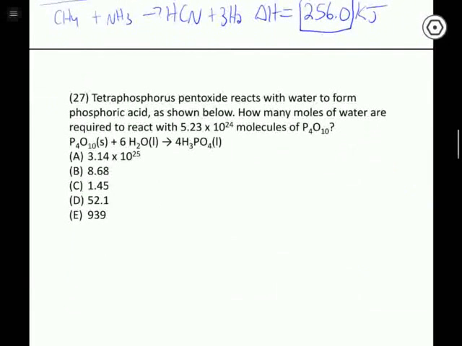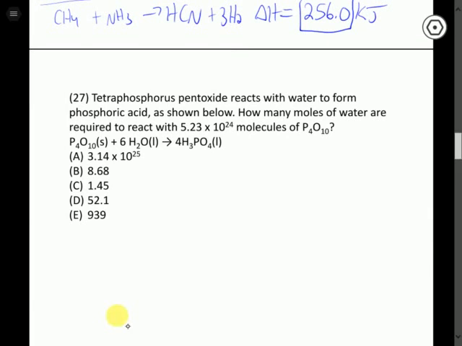Tetraphosphorus pentoxide reacts with water to form phosphoric acid, as shown below. This one seems a little bit out of place. I forget why I put this in here, but it's a stoichiometry problem. We just want to know how many moles of water are required to react with 5.23 times 10 to the 24th molecules of P4O10. All right, so in this problem we have the balanced reaction, and we're trying to find moles of water. We have molecules of P4O10.